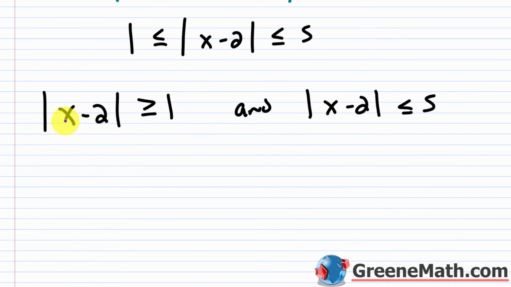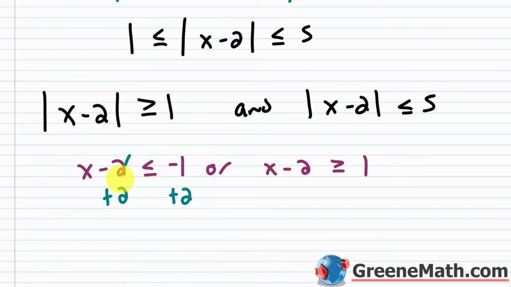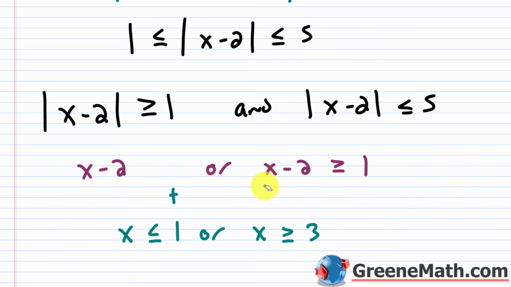So on the left, if you have the absolute value of x minus 2 and it's greater than or equal to 1, you would say that x minus 2 is less than or equal to negative 1, or x minus 2 is greater than or equal to positive 1. So for this one, let's add 2 to each side. This would cancel. You get x is less than or equal to negative 1 plus 2, that's just going to be 1. And then over here, let's add 2 to each side. This will cancel. And you're going to get or x is greater than or equal to 1 plus 2 is 3. So that's for this one right here.